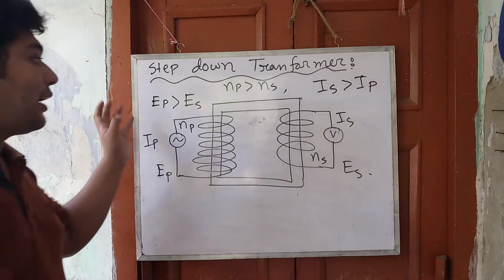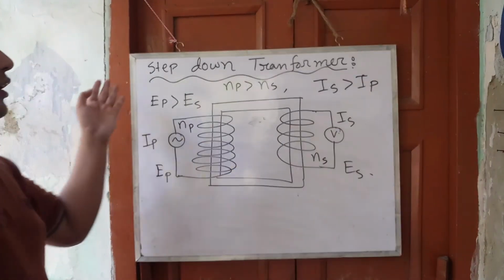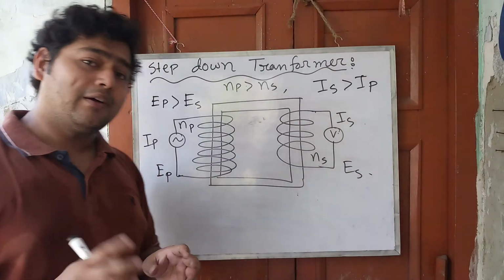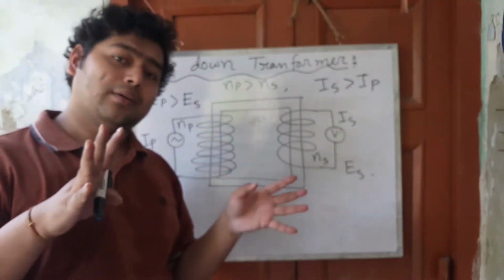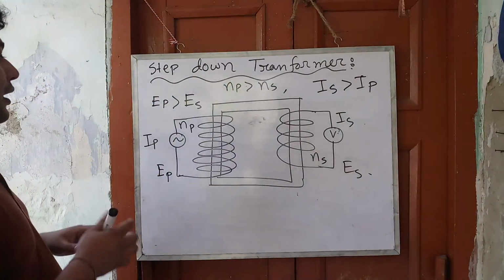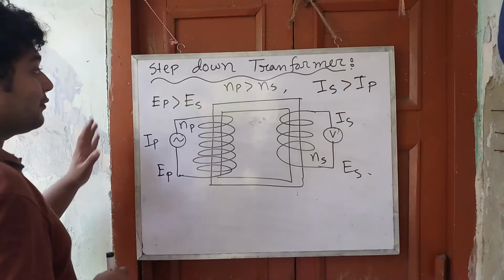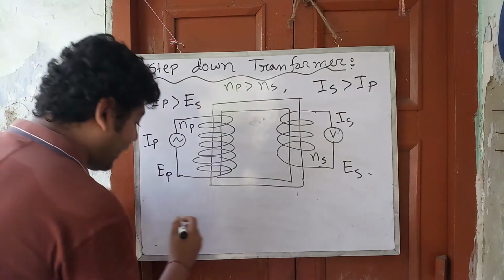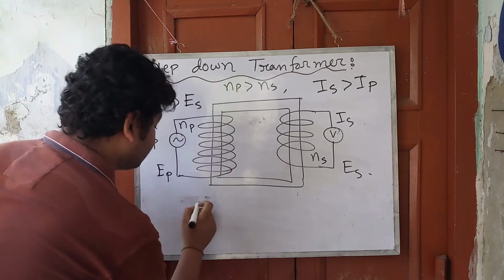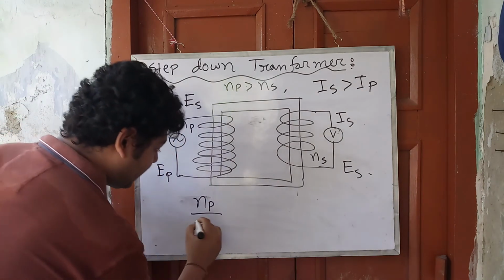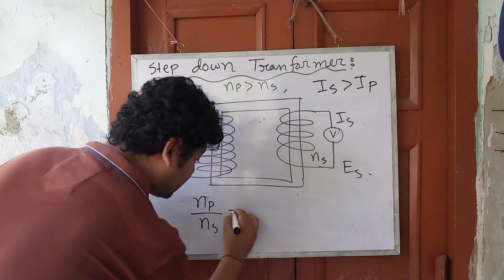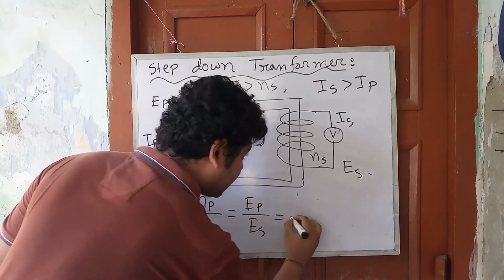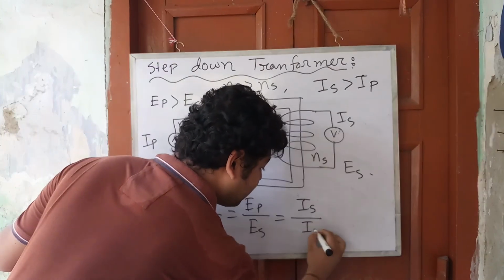Now I am writing the final equation; for step-up transformer and step-down transformer it is the same. The relations among these three terms are NP by NS equal to EP by ES equal to IS by IP.